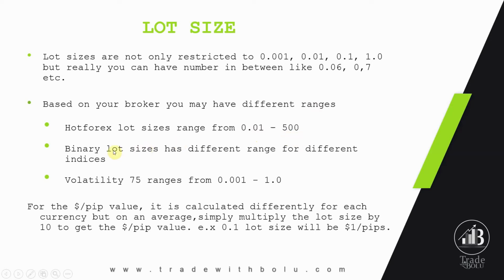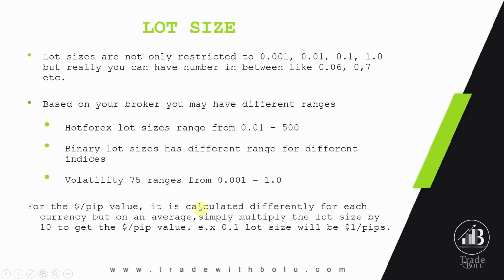Okay, so binary lot sizes have different ranges for different indices. Exactly. Like I told you, binary is different. You have the nano lot size on binary, but not in forex. You can see Volatility 75 has 0.001, which is a nano lot, up to a standard lot. So you have that.